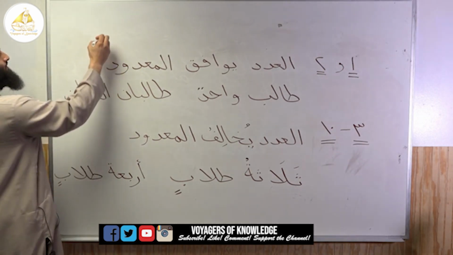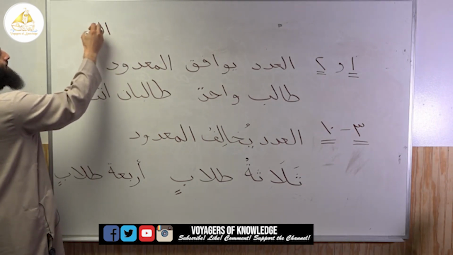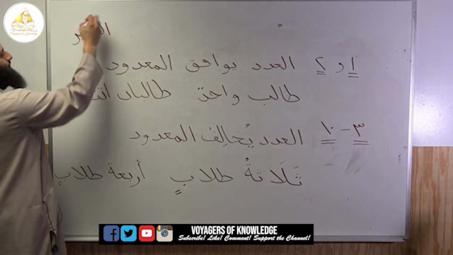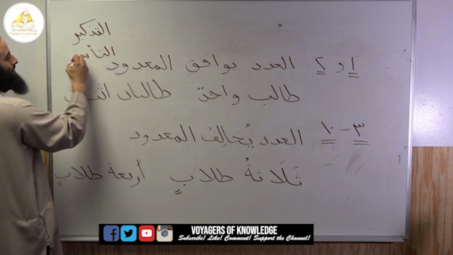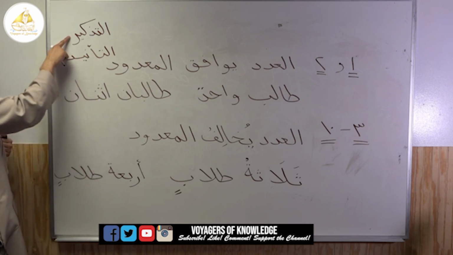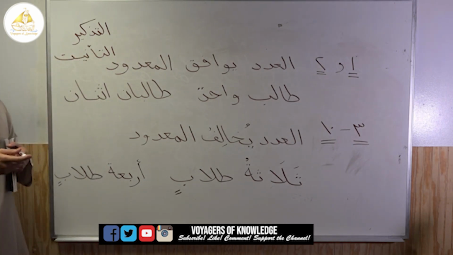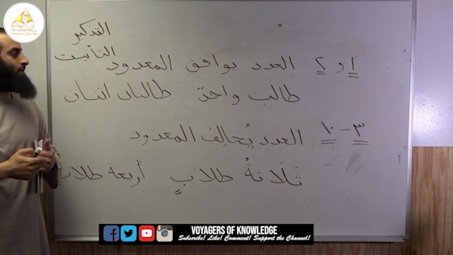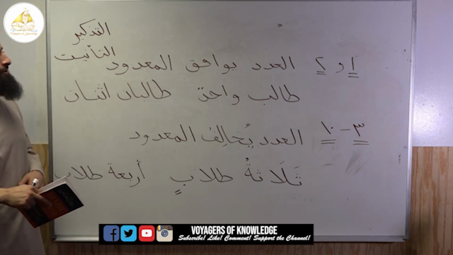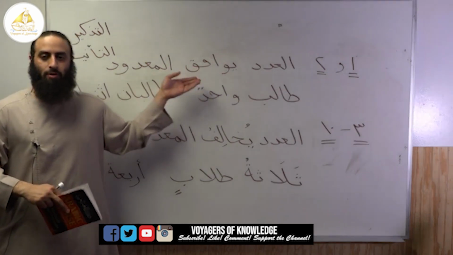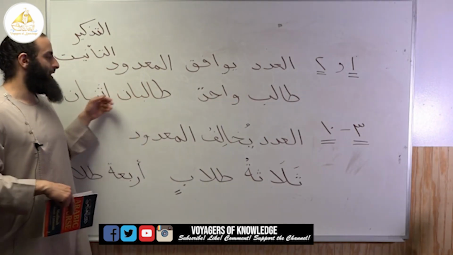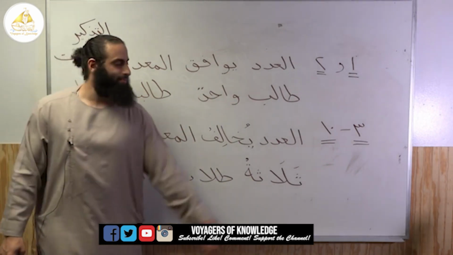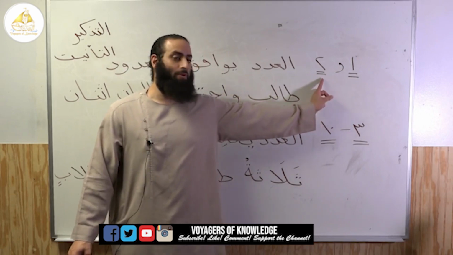is known as at-tadhkir, right? And at-ta'neeth, which means mudhakkar and mu'annath, gender. All right? Yuwafiqu in gender. It will agree with the number in the same gender. So you'll say talibun wahidun, talibani ithnani. Is that for all the numbers? No. Just for these two numbers.